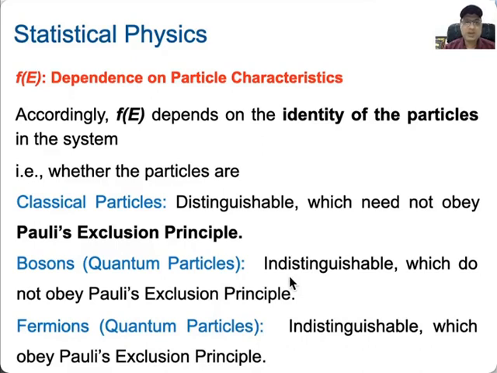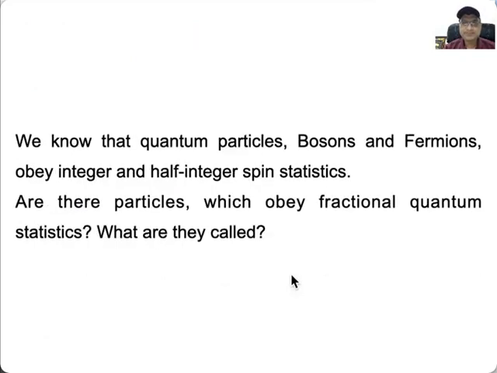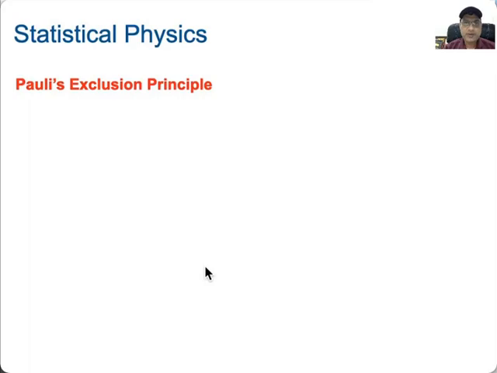So now let me ask a simple question. We know that quantum particles like bosons and fermions obey either integer or half-integer spins, which we will see in a moment. So now my question is, are there particles which obey fractional quantum statistics? If yes, what are they called? So let's recap what we have learned about the Pauli exclusion principle.